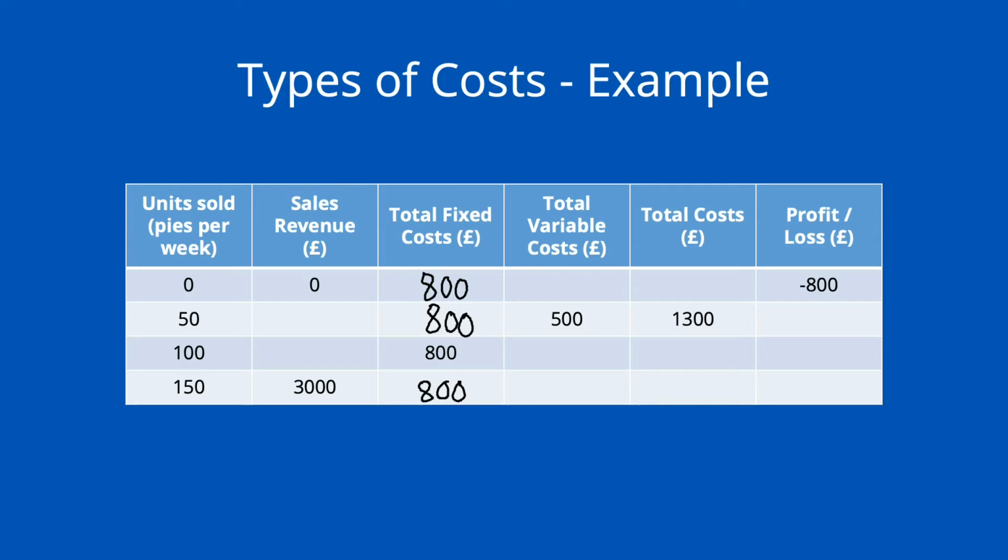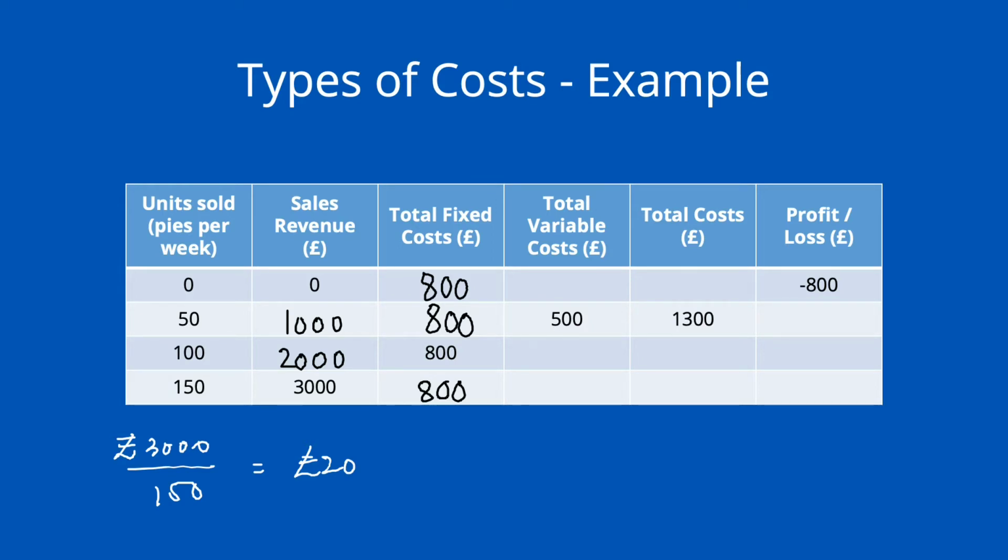Next, I can work out sales revenue from the last row. As revenue equals price times quantity, we can divide revenue by quantity to find the price of a single pie. £3,000 divided by 150 equals £20. We can use the price now to work out sales revenue for the second and third rows. Again, revenue is price times quantity, so revenue at 50 pies a week is £1,000, and revenue at 100 pies a week is £2,000.